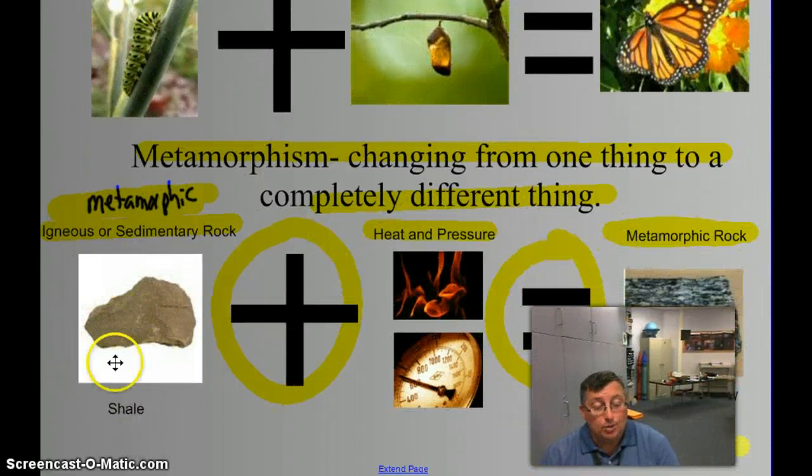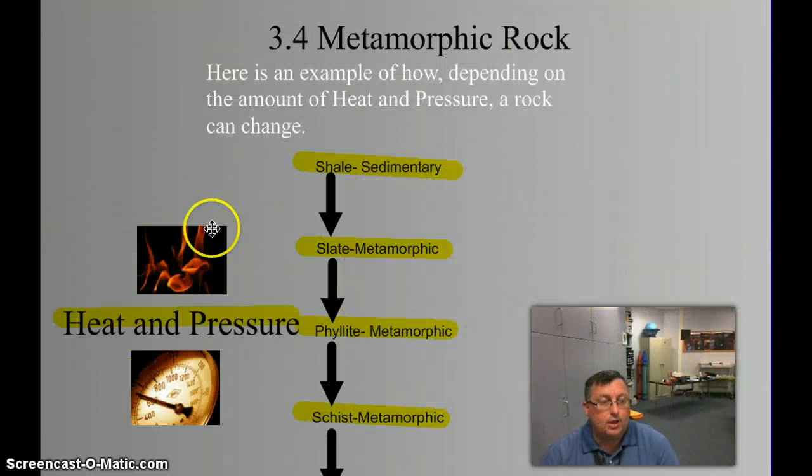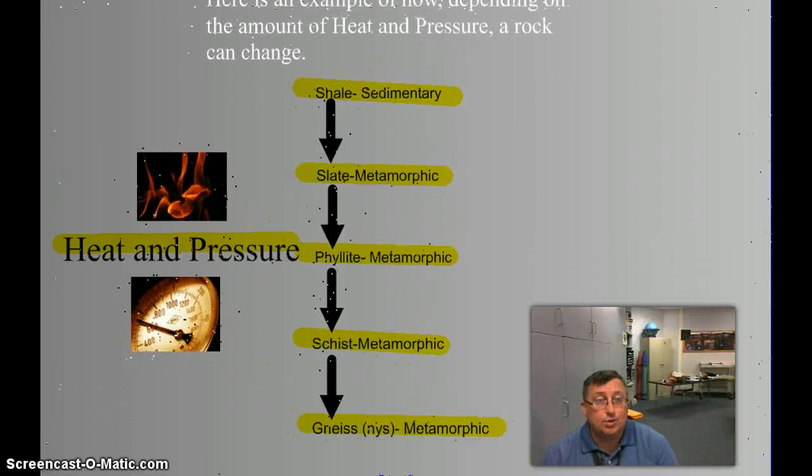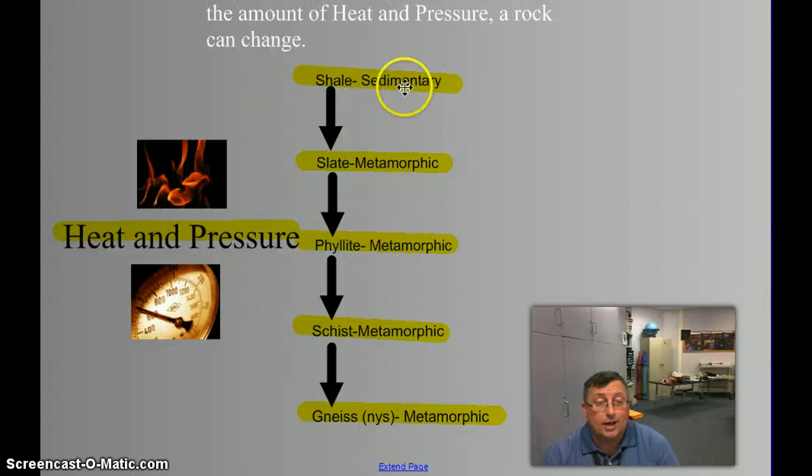For example, shale, which was one of the ones that we talked about in class in our kits. If we add heat and pressure to it, it will change to gneiss. This is the whole series, a whole family of how heat and pressure can change a rock. It can take the rock shale, which is a sedimentary rock, and turn it into slate, being metamorphic. Actually, I think shale is metamorphic as well.